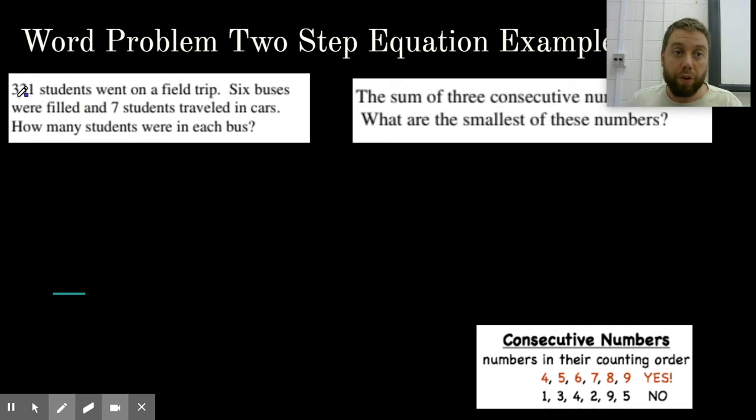So we have 331 students went on a field trip. So it's a big field trip, a lot of buses, right? A lot of buses, a lot of cars. So 6 buses were filled and 7 students traveled in cars. How many students were in each bus?